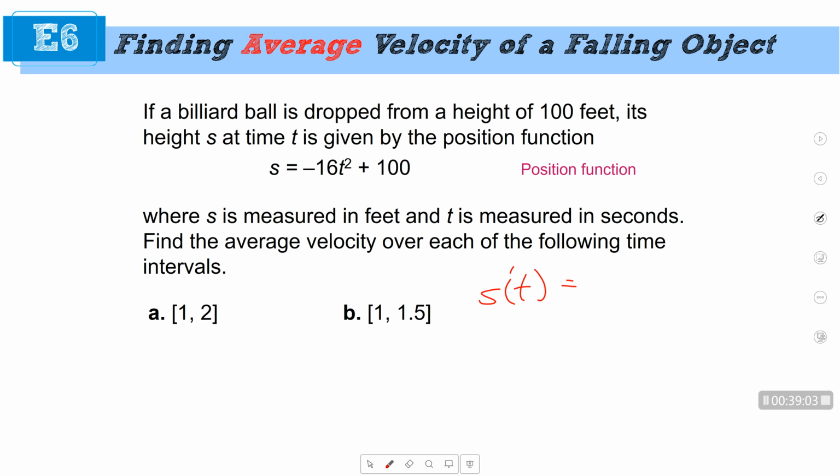Just shout it out. Negative 32t. Yeah, it's perfect. Remember, the 100 disappears. It's constant. So therefore, S prime of 3 would be negative 96 feet per second.